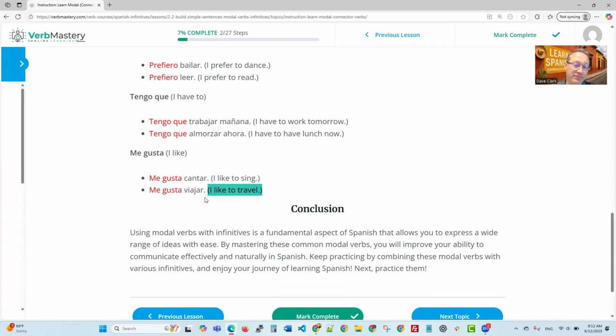Now notice the V here, when it comes after the A, has a lighter sound. You don't do teeth to lip, you still do lip to lip, but it's just a softer V. The lips don't actually touch. Me gusta viajar. They get very close to touching.